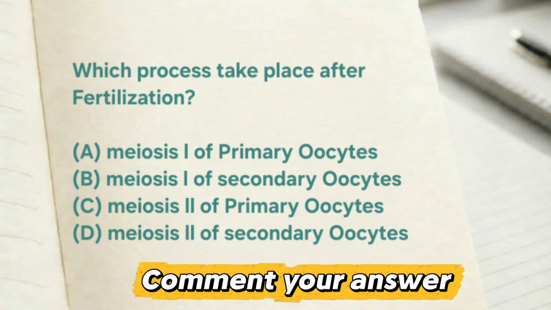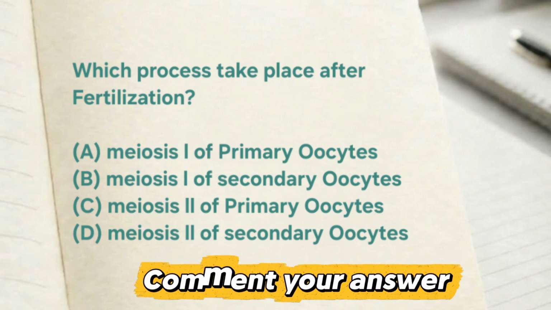And lastly we will do questions and end the video. Which process takes place after fertilization? Option A, meiosis 1 of primary oocytes. Option B, meiosis 1 of secondary oocytes. Option C, meiosis 2 of primary oocytes. Option D, meiosis 2 of secondary oocytes.